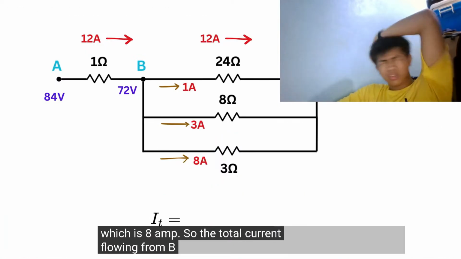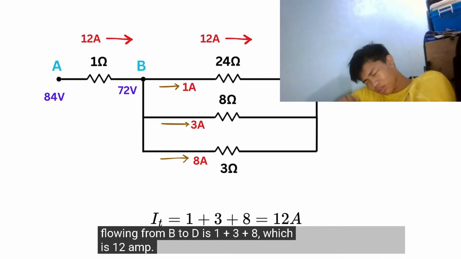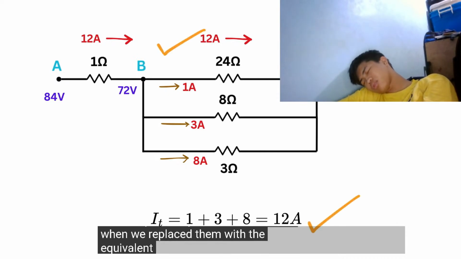So the total current flowing from B to D is 1 plus 3 plus 8, which is 12 amperes. Exactly what we had earlier when we replaced them with the equivalent 2 ohm resistor.